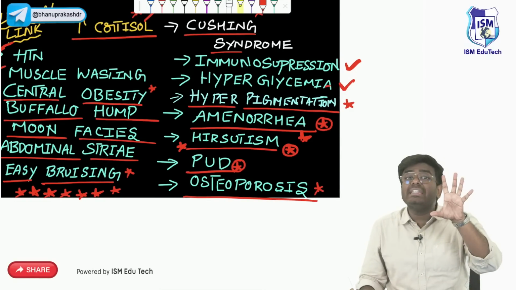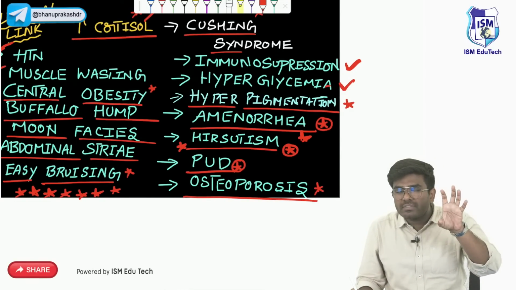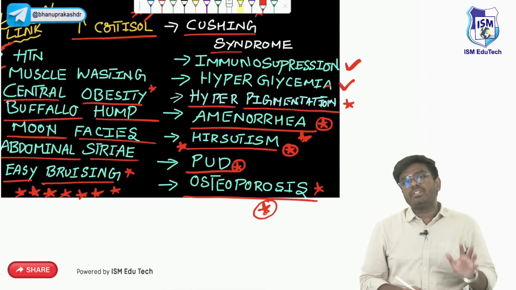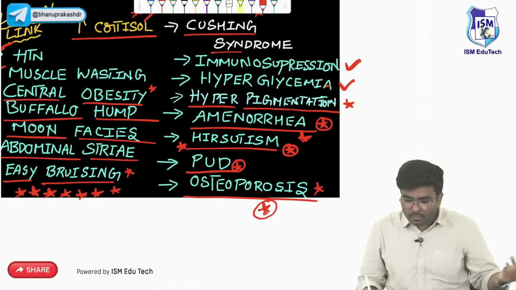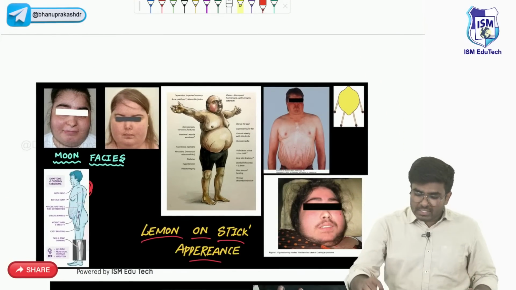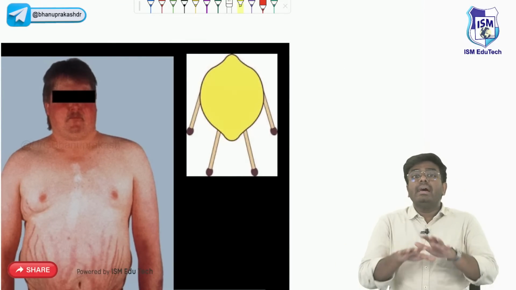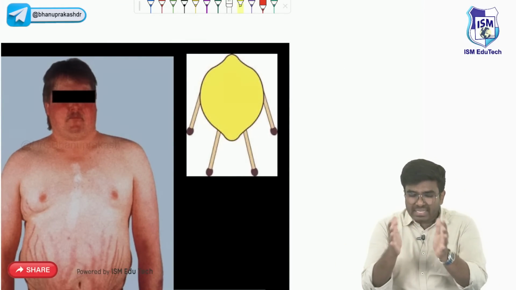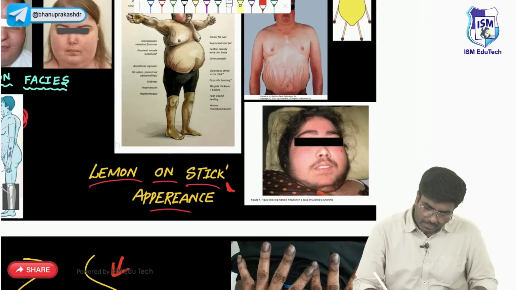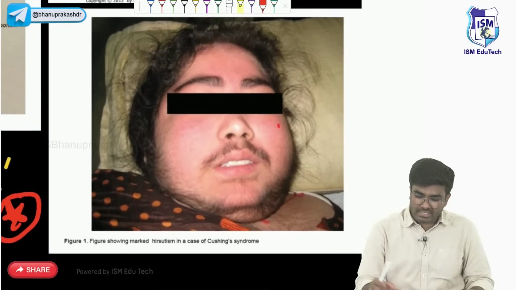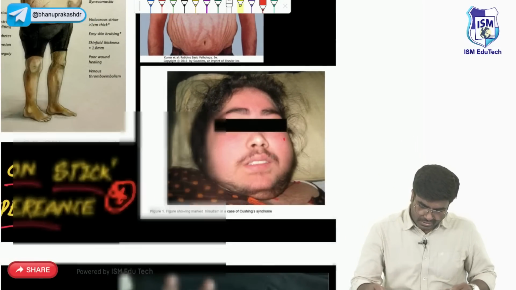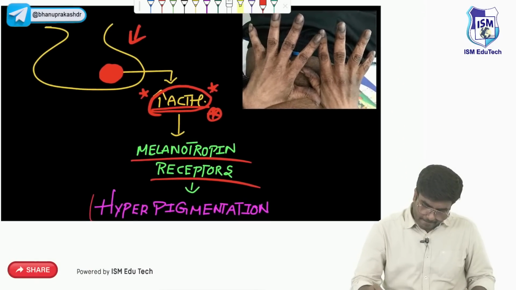Cortisol will cause activation of the osteoclast. Osteoclast will cause bone resorption. Bone resorption will cause osteoporosis. The patients of Cushing syndrome will suffer with osteoporosis. The physical appearance of these patients looks like a lemon on stick appearance. Here you can see a female with excessive facial hair. There is hirsutism.